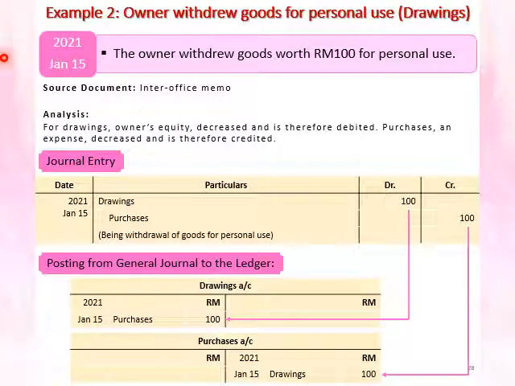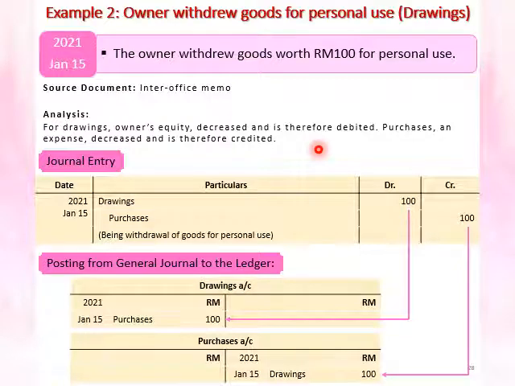Example 2, owner withdrew goods for personal use, which is drawings. On the January 15, the owner withdrew goods worth 1,200 ringgit for personal use. So the source document will be the inter-office memo. The analysis for drawings, owner's equity decreased and is therefore debited. Purchases, which is an expense, decreased and it is therefore credited.